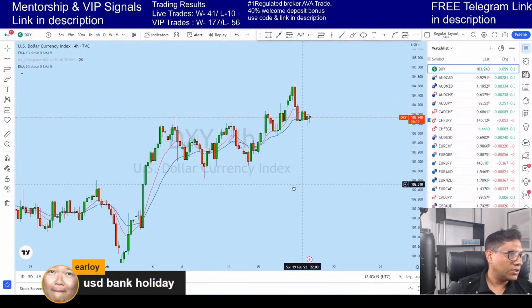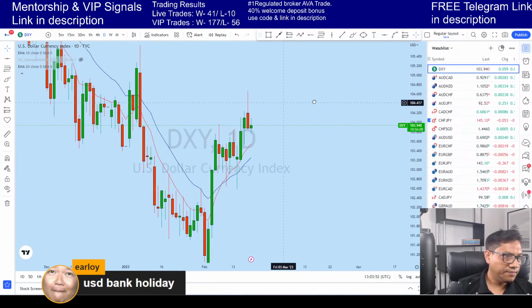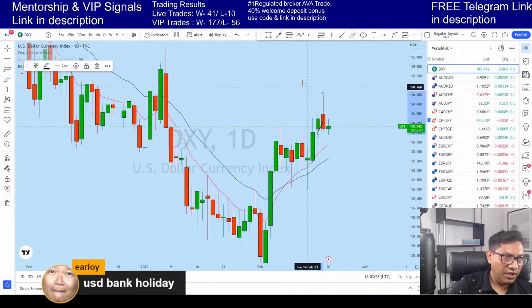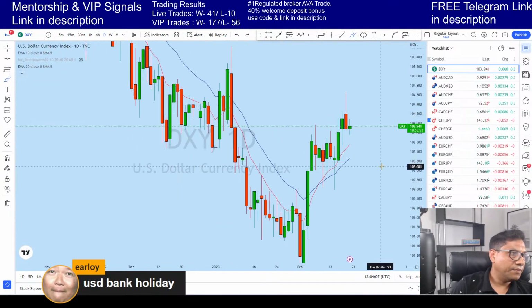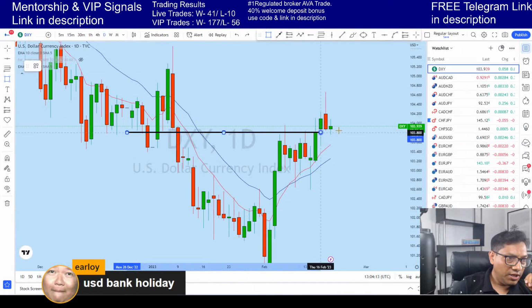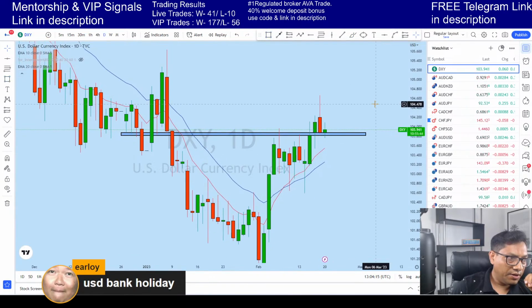Now DXY, looking at daily. What we have seen is that after breaking this daily pin bar, this support, DXY has been rejected to the upside. Now there is a gap opening on DXY on the daily. It's the gap here.